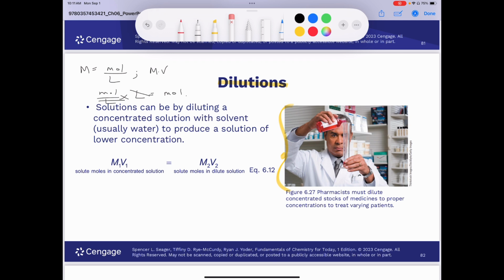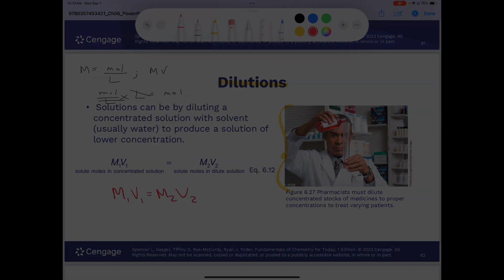The initial concentration times the initial volume, M1 times V1, is equal to the final concentration times the final volume, M2 V2, like that. So this is a formula you definitely want to know. M1 V1 is equal to M2 V2. I call this the dilution formula.